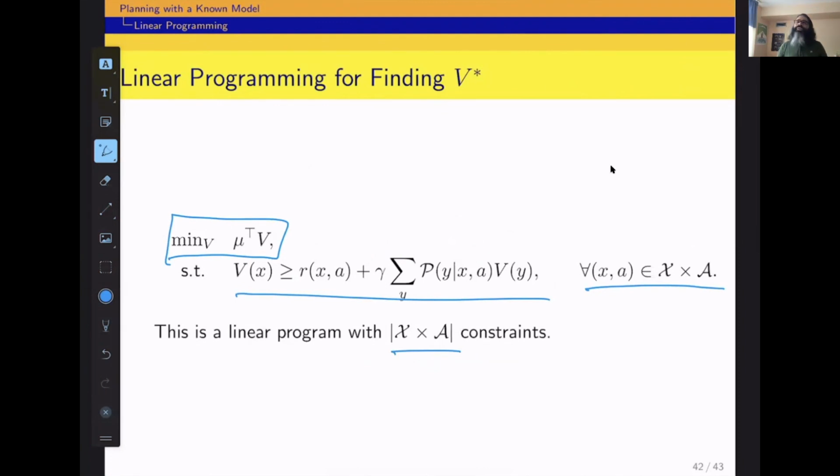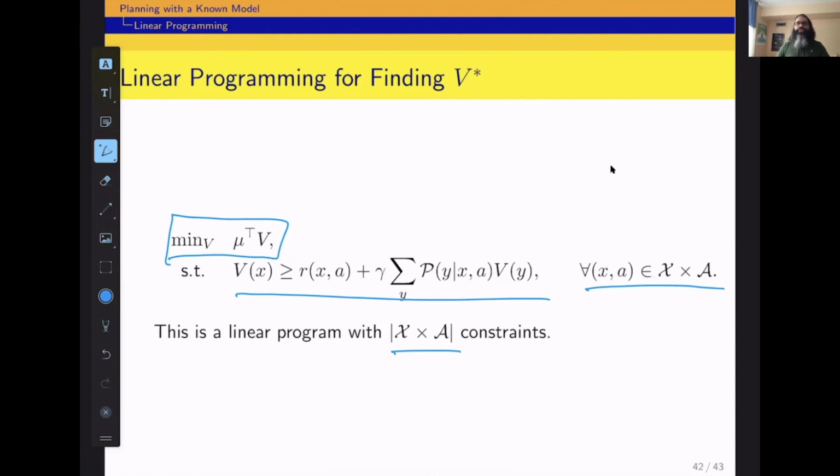I guess one comment is that if the number of states and actions is large, then the number of constraints also grows. Like if you have, say, 100 states for action, that's 400 constraints. That's not very large. But if it's much larger, like millions, then that's difficult.